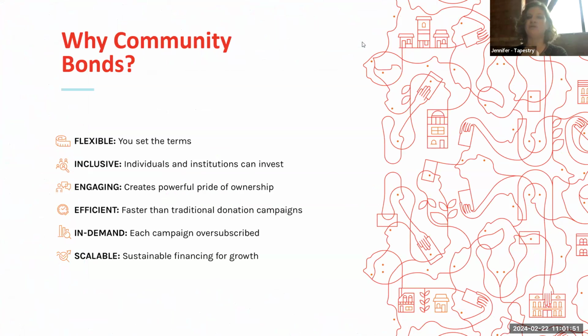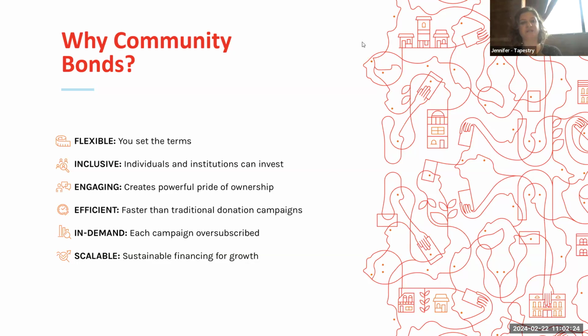Investors have a powerful pride of ownership, especially if you invest in something that you can go and see and feel and touch. It's very unique compared to a lot of times when you put money in your RSP and your TFSA and you have no idea where it goes and you just hope for the best. Most organizations find these faster than a traditional donation campaign, and usually run them in tandem actually with traditional donation campaigns. So supporters have the opportunity to invest, to donate, and in most instances they do both.